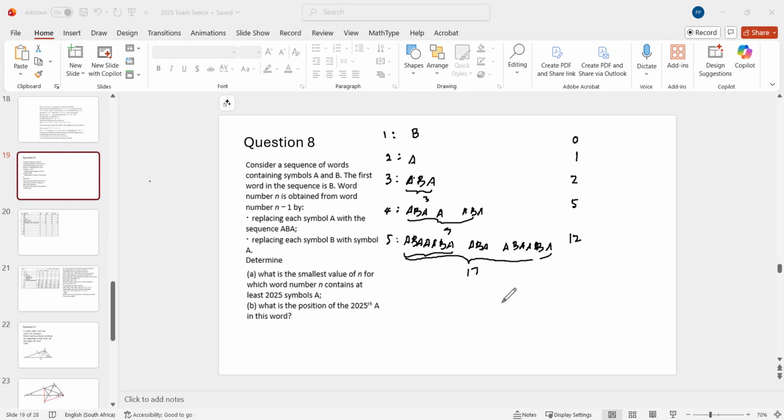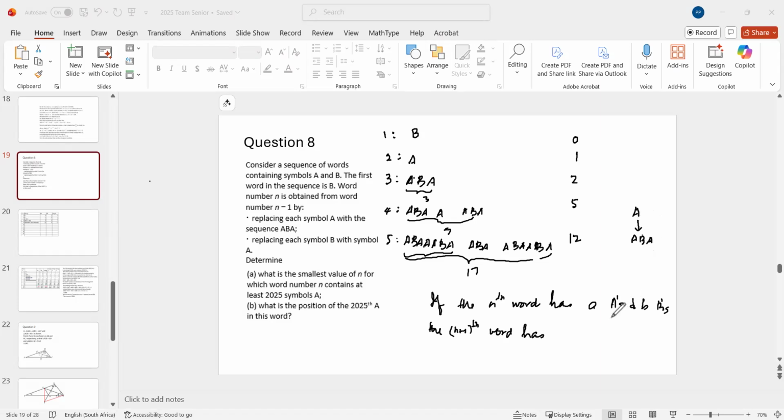All right. So if the nth word has, say, small a A's and small b B's, the n plus 1th word has, okay, so how many capital A's have you got? Each of these A's creates two A's and a B.